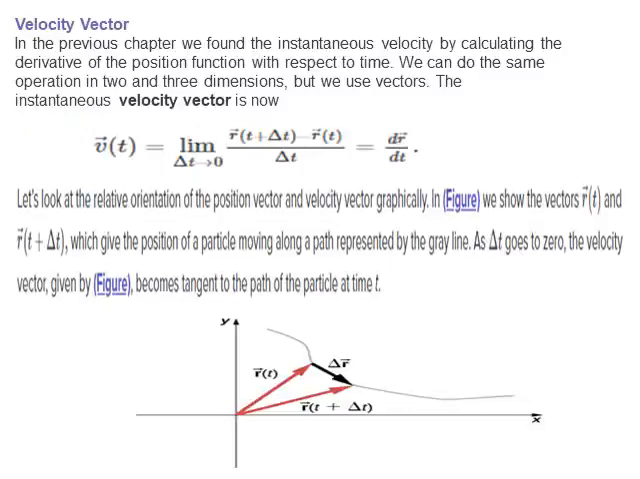Similarly, for the velocity vector, v(t) will be equal to dr by dt. Firstly, you have to calculate the displacement vector and then differentiate it with respect to time. Here, the relative orientation of position vector and velocity vector are shown in this diagram. Delta r is the displacement vector within the time interval delta t, and if you differentiate it with respect to time, you will get the instantaneous velocity vector.